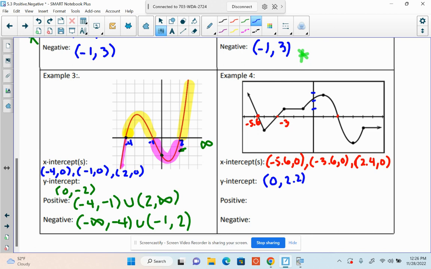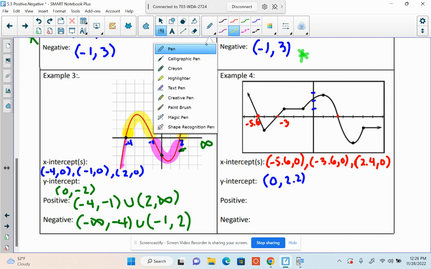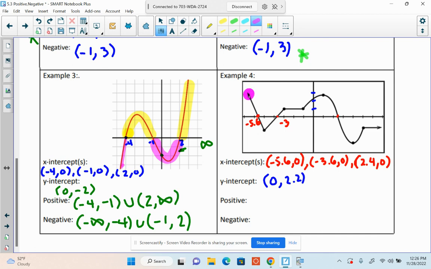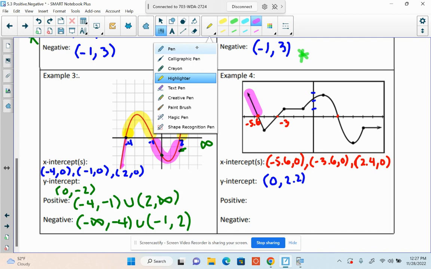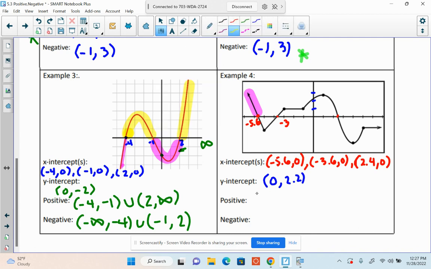All right, where is it positive? Let's see. I'm just going to do it all at once here. I think it's going to be positive from -infinity to -5.6. And then again from, well, let's write that one down. Whoops, that's not a good color.